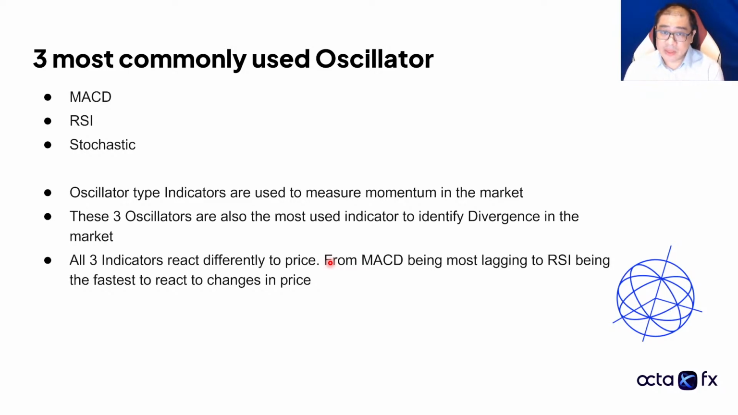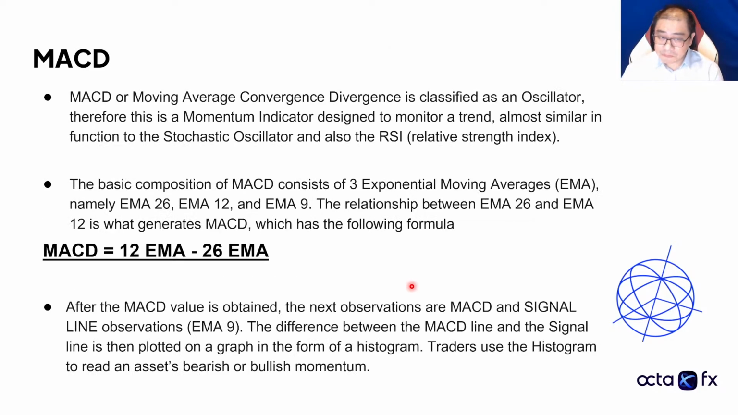All three indicators will react differently to price, from the MACD being the most lagging to the RSI being the fastest to react to changes in price. And there is a logic to that, because the MACD, the RSI, and the stochastics actually look at different things in the market. Okay, so we'll go with MACD first.